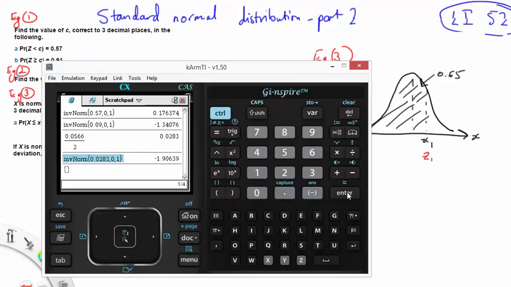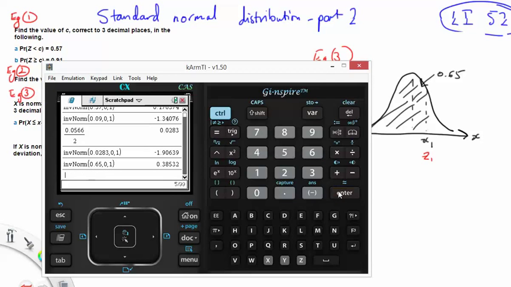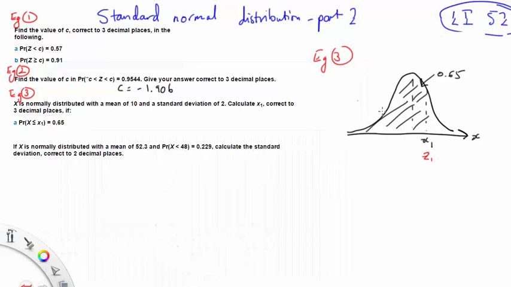Let's find z1. So we're going to use our inverse normal. So we're going to go 0.65. So we get 0.38532. So z1 equals 0.38532. That's all well and good. Now we want to convert it to an x value. So we know that z equals x minus mu on sigma, which implies that x equals z sigma plus mu.